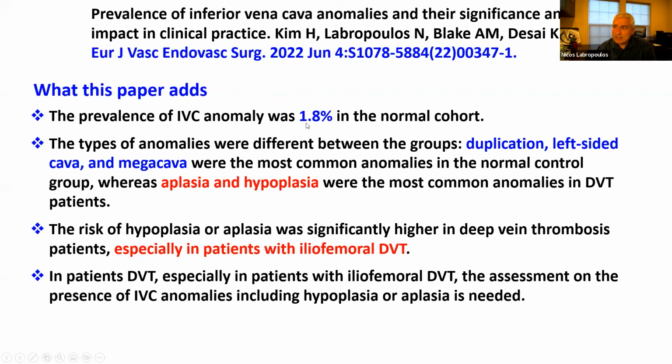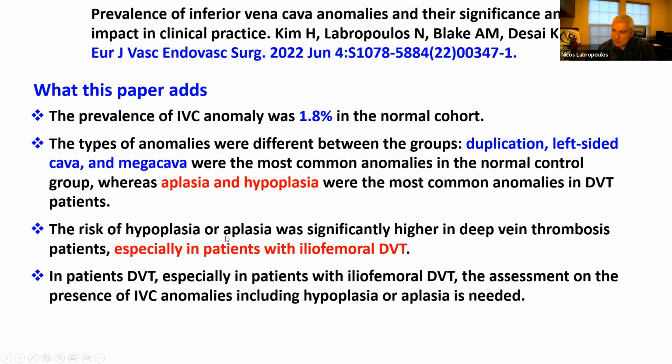So recently, actually this is in press, we just published a paper in the European Journal of Vascular Surgery, looking at the prevalence of inferior cava anomalies and their significance in clinical practice. What the paper adds to the literature: the prevalence of IVC anomalies is about 1% in the normal cohort. The types of anomalies were different between the groups. Duplication, left-sided cava and megacava were the most common anomalies in the normal controls, whereas aplasia and hypoplasia are the most common anomalies in DVT patients, like we described earlier.